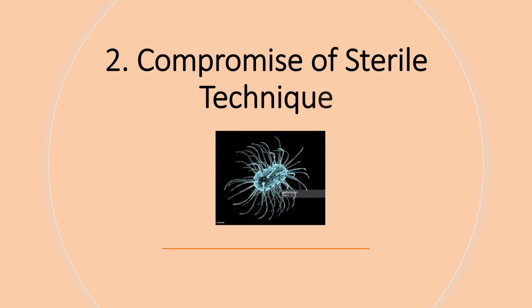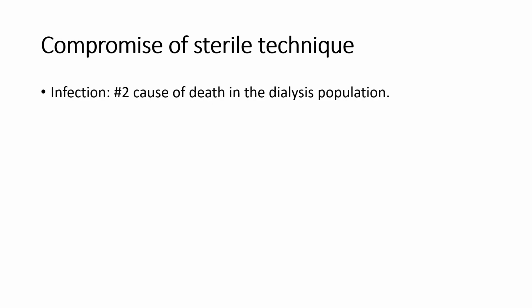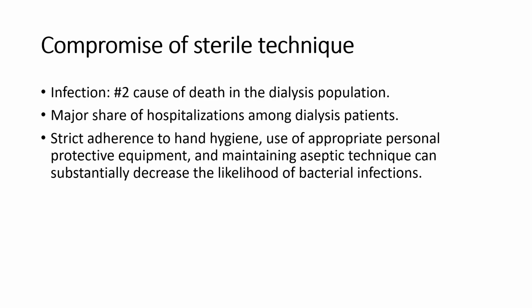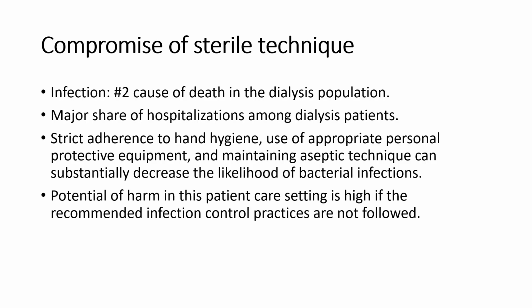A second common error in dialysis units is compromise of sterile technique. Infection remains a leading cause of death in the dialysis population, second only to cardiovascular disease. In addition, infections account for a major share of hospitalization among dialysis patients. So that's why it's so important to strictly adhere to hand hygiene, the use of appropriate personal protective equipment, say when we're putting a patient on the machine, and maintaining aseptic or sterile technique, say when we touch the dialysis machine, to substantially reduce the likelihood of a bacterial infection. There is significant potential for harm if we don't follow infection control practices.